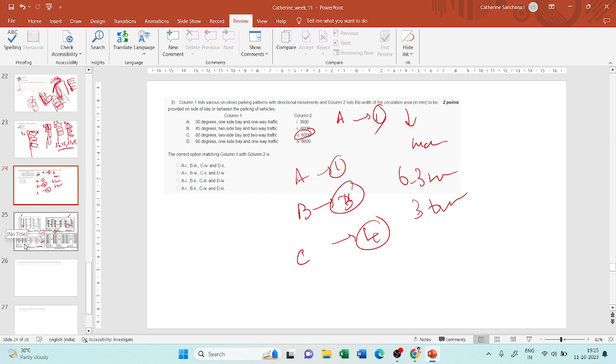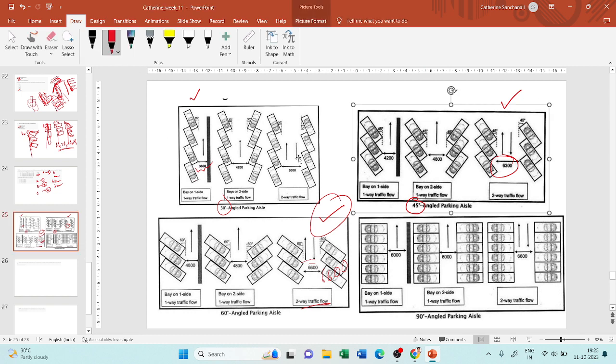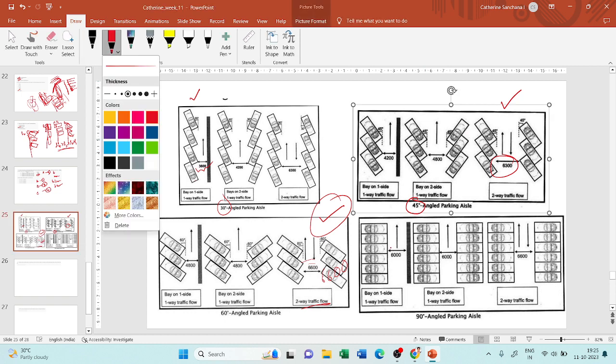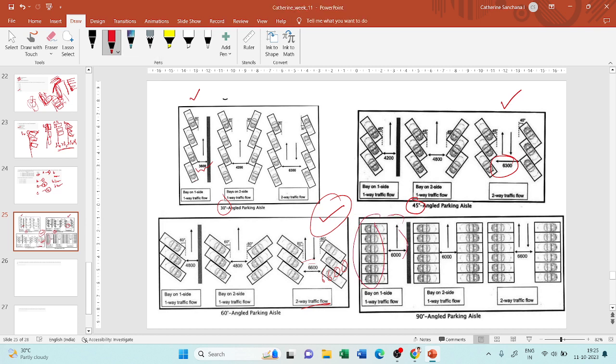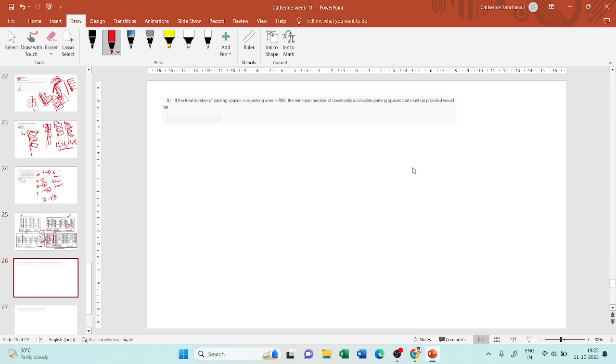and then coming to 90 degrees, one side bay and one-way traffic. So this is one side bay. Okay, so this is one side bay and one-way traffic. It is 6000 mm. Okay. So D is 2. So the answer to this will be A. Okay, moving on to the next question.